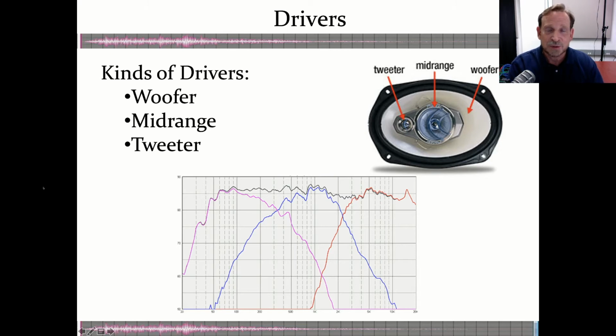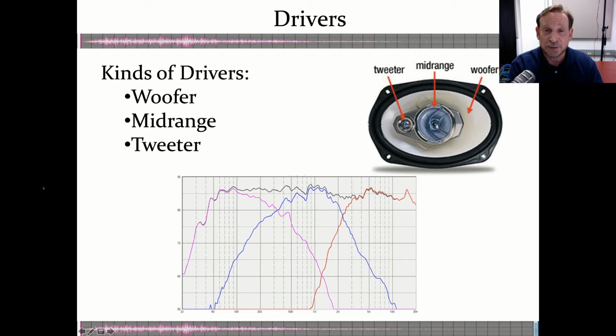The mid-range is going to be representing, much like it suggests, the mid-range frequencies. It's going to be middle in size compared to the woofer and its companion, the tweeter, but it's going to be designed so that it can move a good amount of air, but it's going to be able to move back and forth a little more quickly, and that means it can represent those mid-range frequencies which have shorter wavelengths than those lower frequencies.